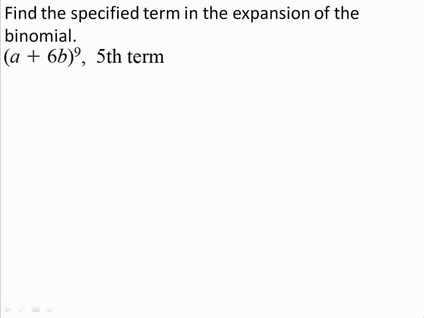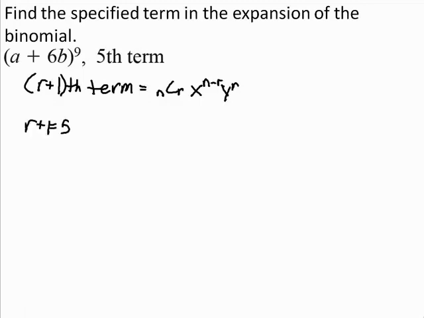Find the specified term in the expansion of the binomial, the quantity a plus 6b raised to the 9th power. Find the fifth term. The r plus 1th term in a binomial raised to the nth power is nCr times x raised to the n minus r power times y raised to the r power. We are looking for the fifth term, so r plus 1 is equal to 5, meaning r is equal to 4. The binomial is raised to the 9th power, so n equals 9.